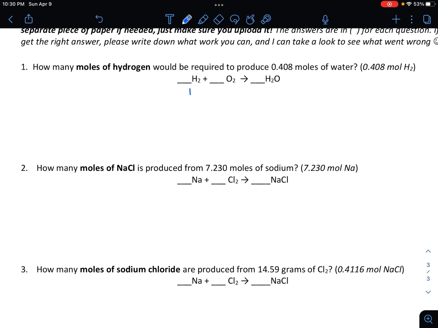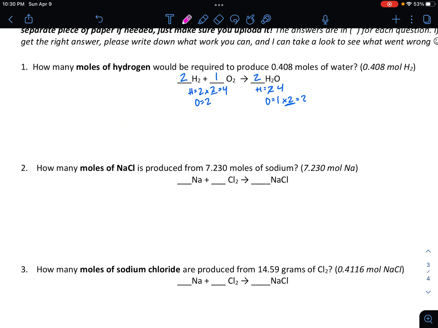So I have 2 hydrogens, 2 oxygens, and 1 oxygen. So I have to multiply this by 2 to get it to equal. And that also changes my hydrogens to 4. So now I have to multiply this hydrogen by 2. And now everything equals, so that leaves a 1 there in the middle.